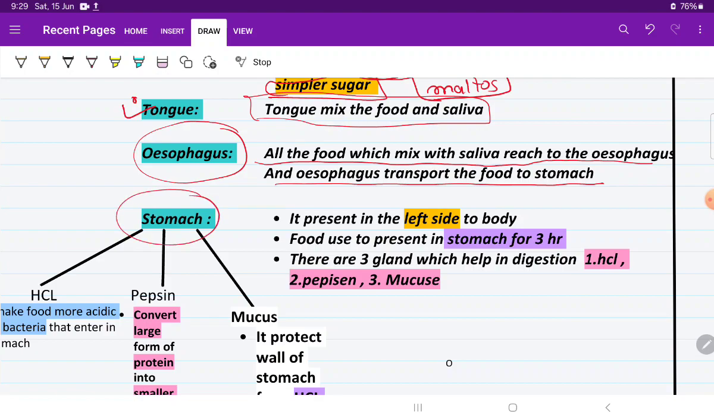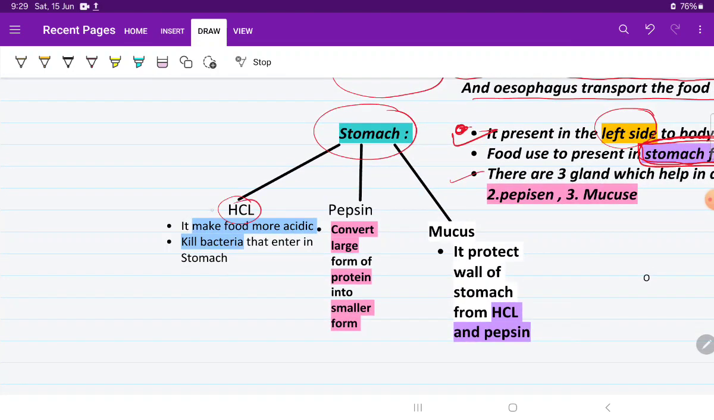Then the food stays for 3 hours in the stomach, not stomata. In the stomach, the food stays for 3 hours. It is present on the left side. Okay, there are 3 main secretions: mucus, pepsin and HCl. Let's see them. First of all, HCl. It makes the food more acidic.